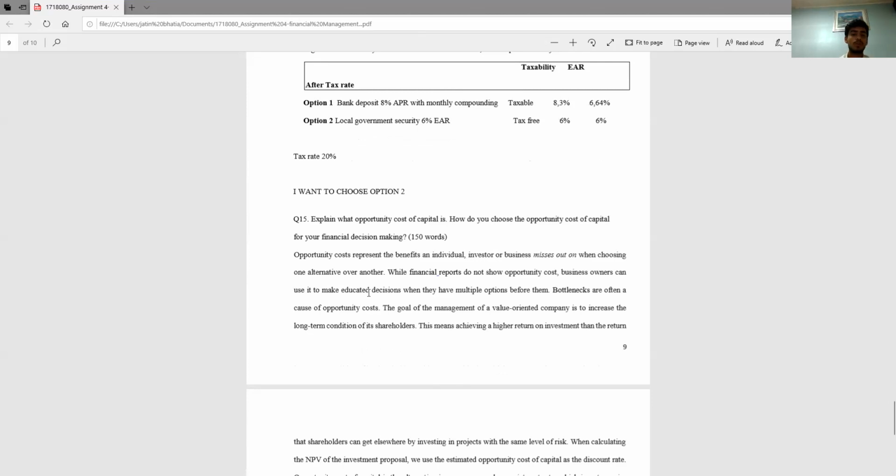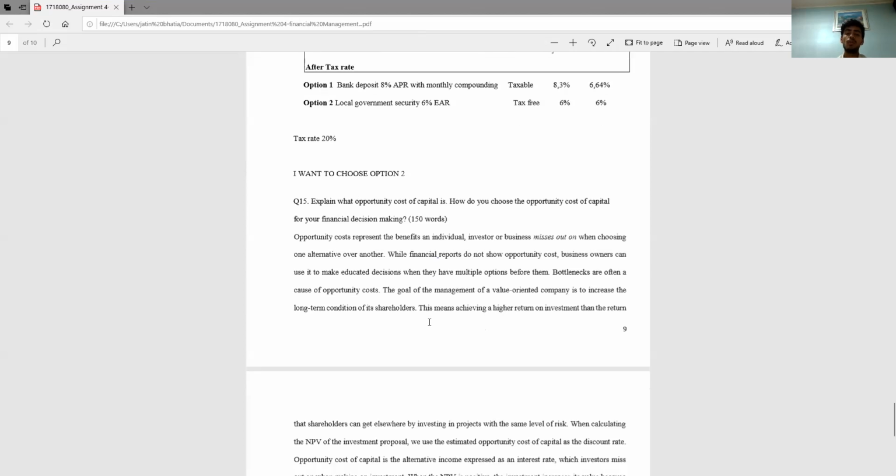Question number 15: explain what the opportunity cost of capital is and how you choose the opportunity cost of capital for your financial decision making. Answer: opportunity cost represents the benefit an individual, investor or business misses out on when choosing one alternative over another. While financial reports don't show opportunity cost, business owners can use it to make educated decisions. We have multiple options before us, and bottlenecks are often a cause of opportunity cost.